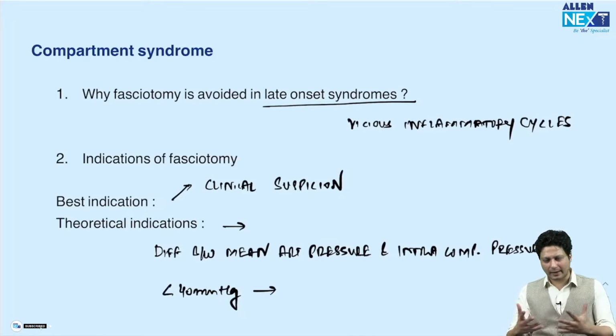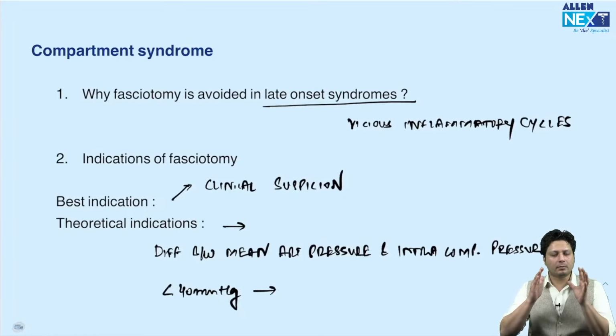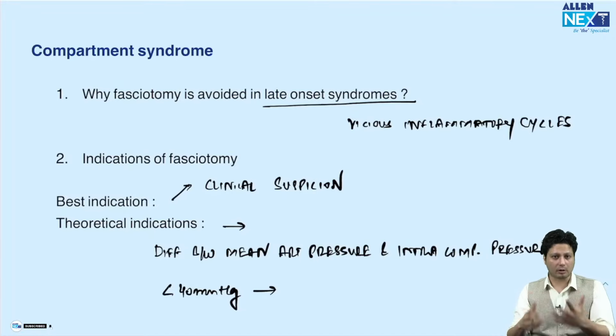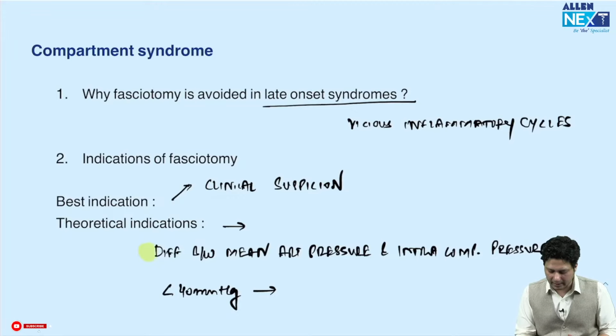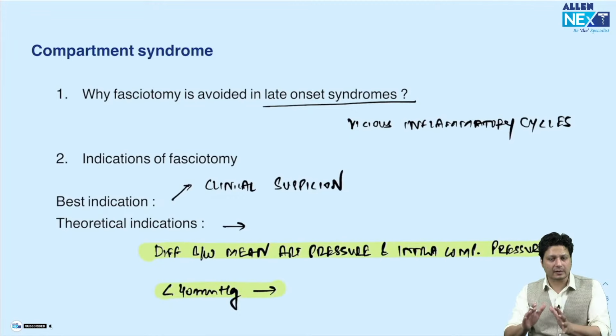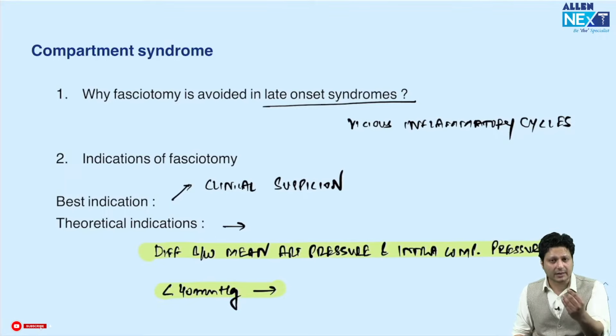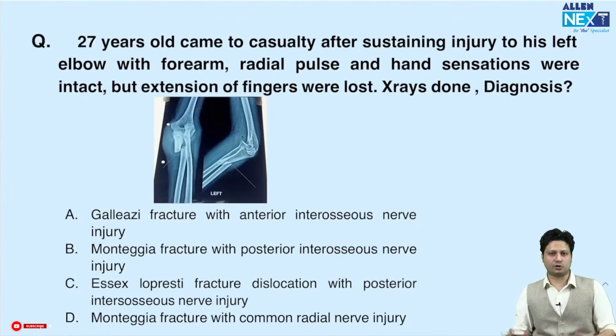There is another indication which you might have read, that if the intracompartmental pressure is greater than 40 millimeters, perform fasciotomy. Now that is not a correct indication. You cannot use this same figure of 40 millimeter of Hg and apply it universally. So this is the better indication for performing fasciotomy: the difference between the mean arterial pressure and intracompartmental pressure is less than 40 millimeter of Hg, then you perform the fasciotomy. So it is a theoretical indication. Otherwise, if the examiner asks you which one is the best indicator for performing fasciotomy, it is the clinical suspicion. All right, all the clinical features you should be aware of. Hopefully everything is clear related to that question also.